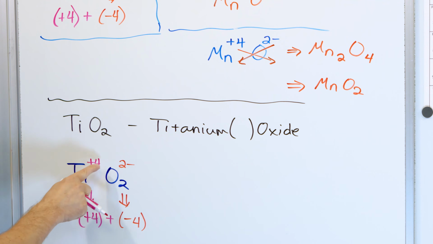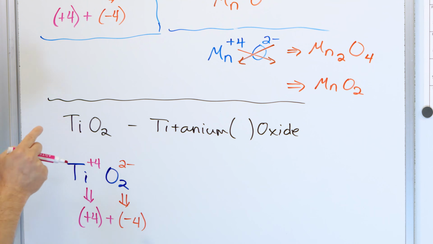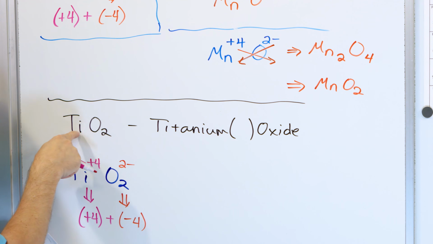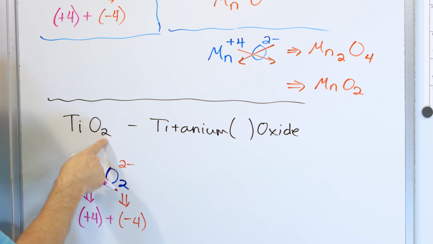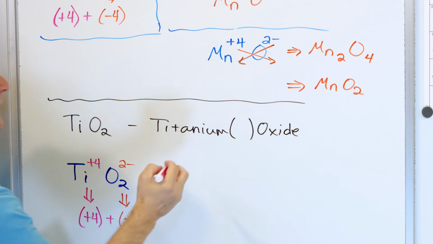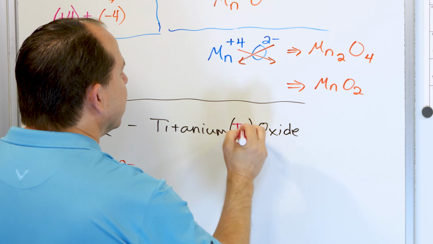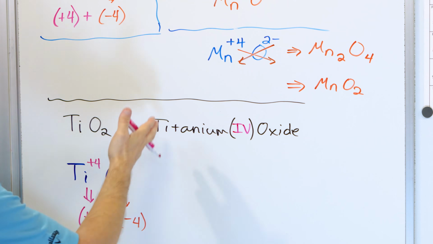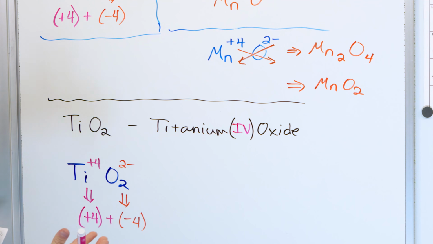So titanium must take on a charge of +4. We only know this because we know that it's Ti1O2. So you have to know the subscripts in order to reverse engineer this. This is the same IV, or Roman numeral 4, as in the previous example, but that's just a coincidence.